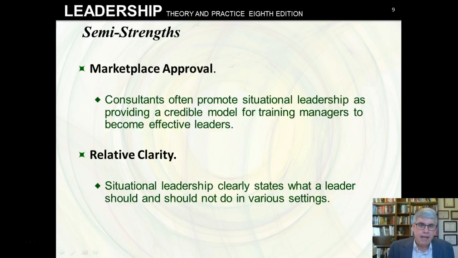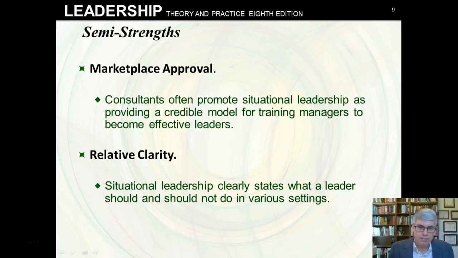Now there's some semi-strengths too that are good to be aware of. First of all is that this is in style. It's got marketplace approval. Consultants often promote situational leadership as providing a credible model for training managers to become effective leaders. So this is taught in seminars all over the place. It's just a popular approach to leadership.